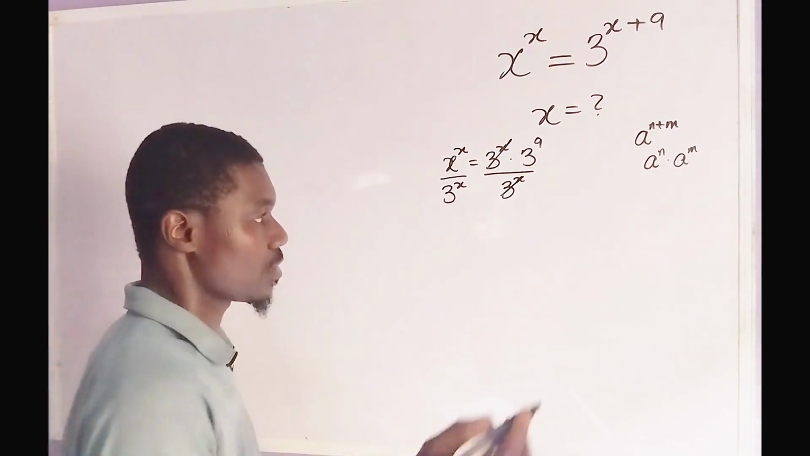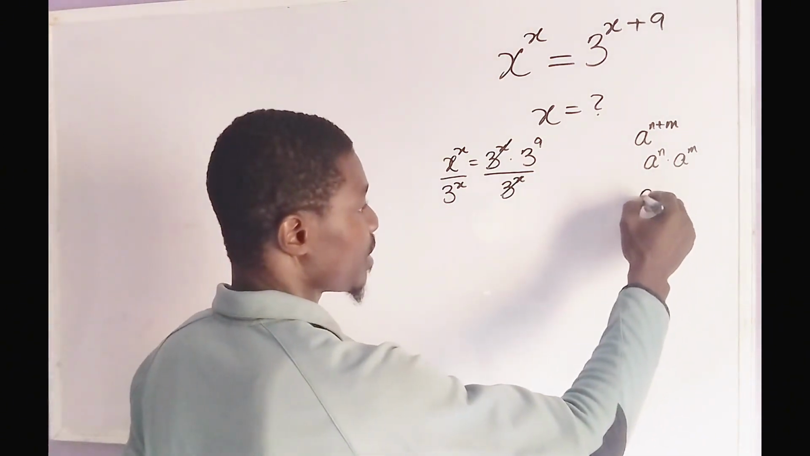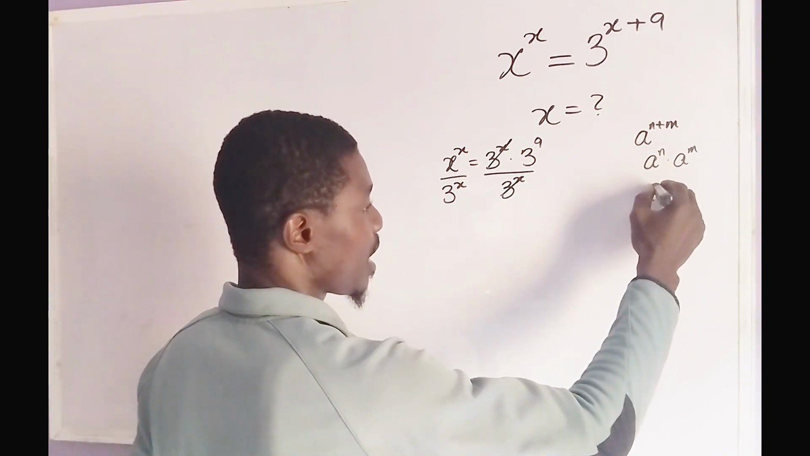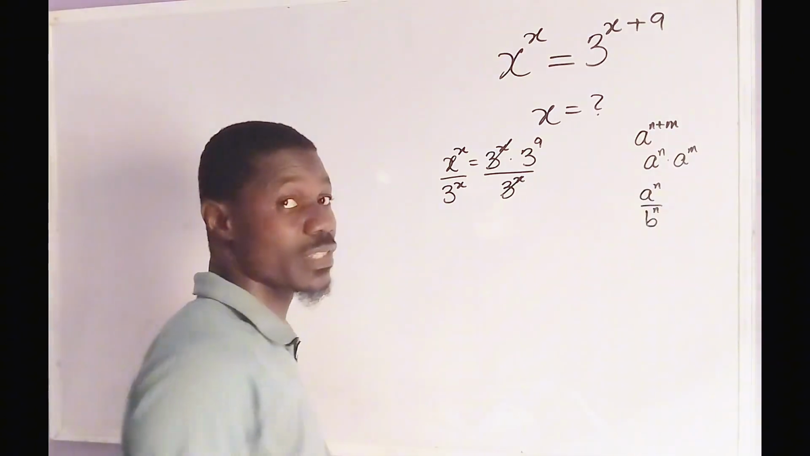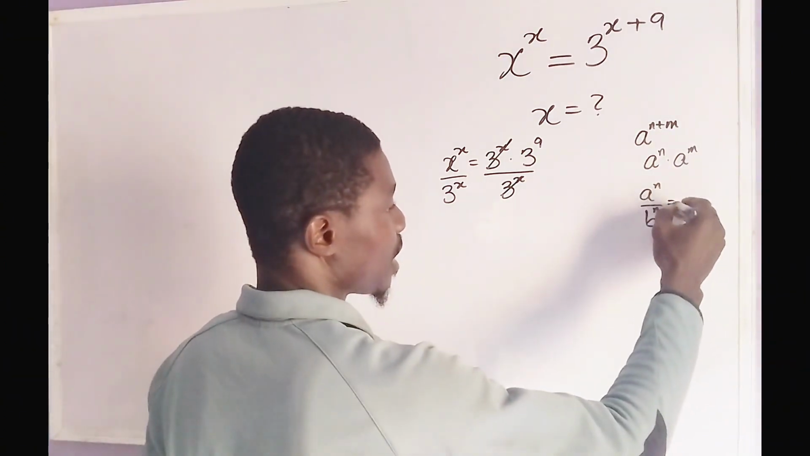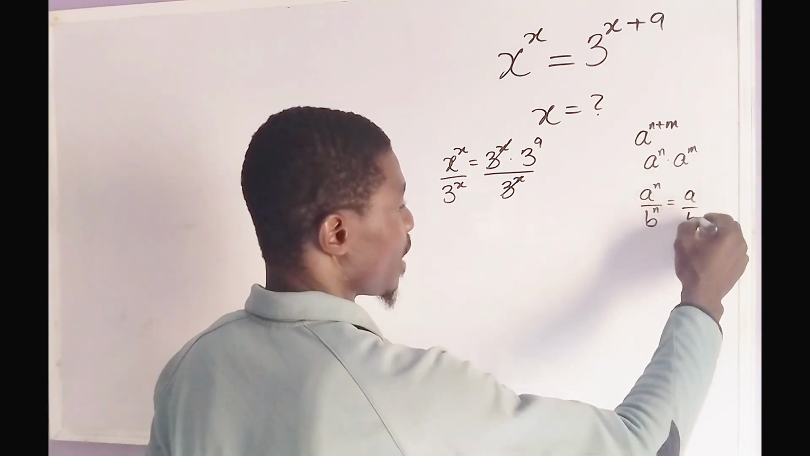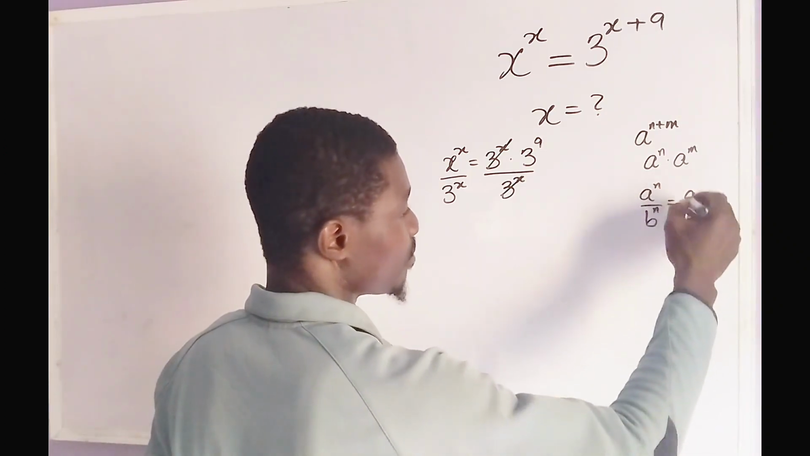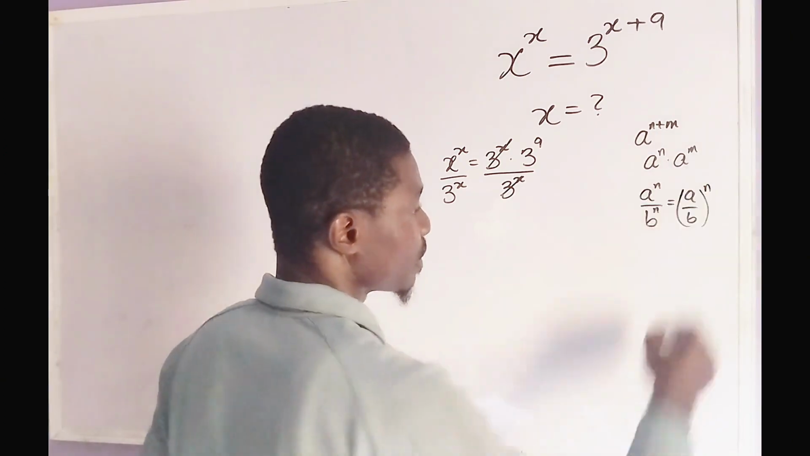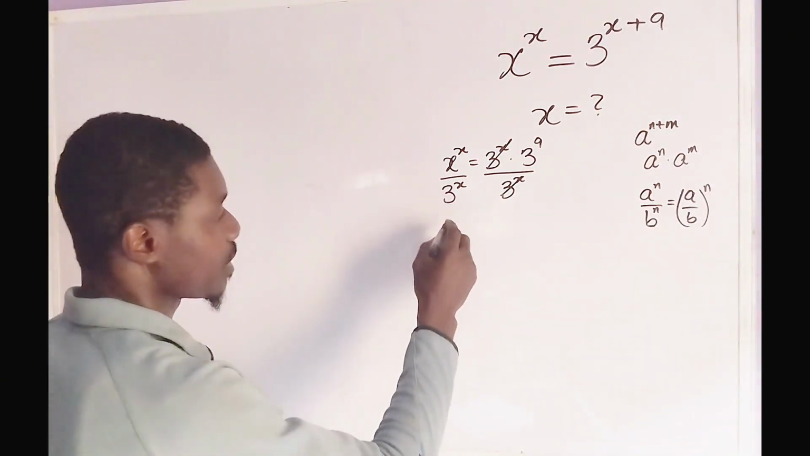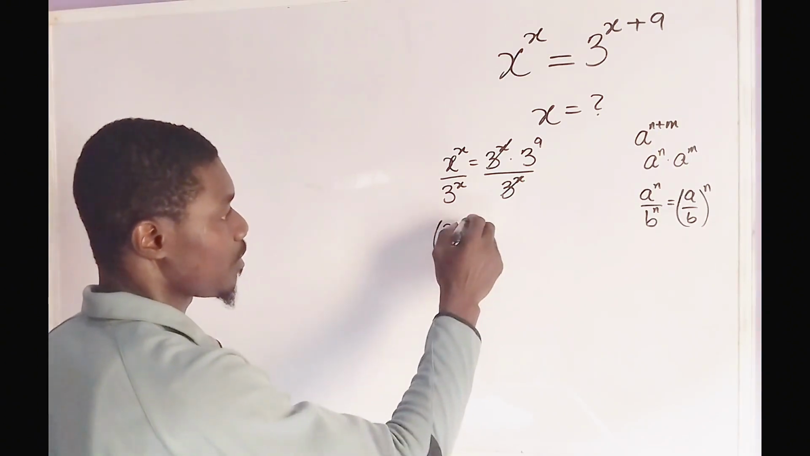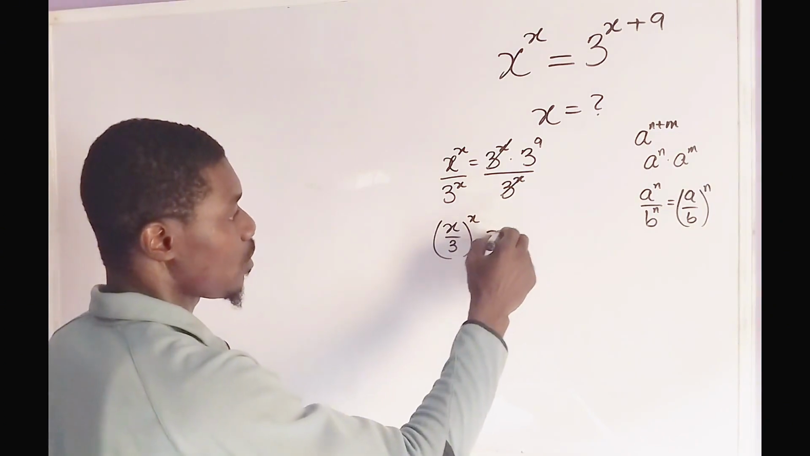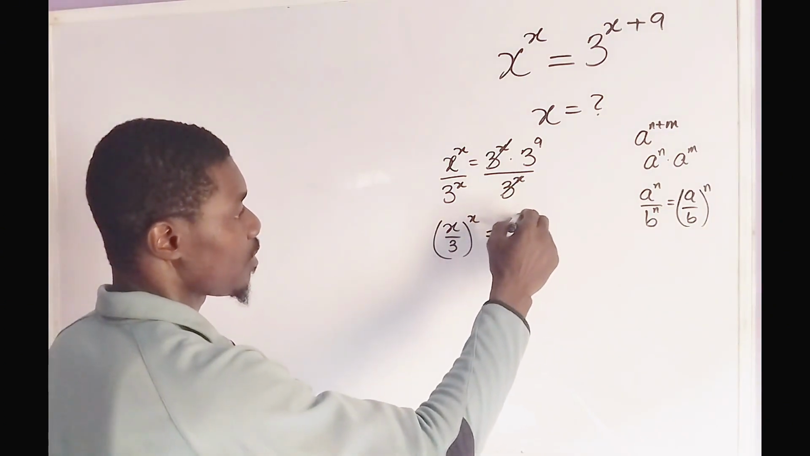So at this point, let us recall that when we have a raised to the power of n all over b raised to the power of n, as long as they have the same exponent, this can also be written as a all over b all raised to the power of n. So at this point we can now say x all over 3 all raised to the power of x then equals 3 raised to the power of 9.